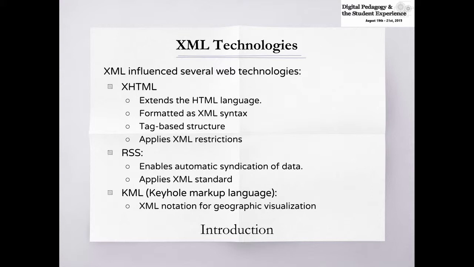A lot of you working with geographical tools may have heard of it. It is an XML notation for geographic visualization. This list is not expansive. I'm just giving you a few examples that you may have heard of. There are many more technologies that are extensions of XML.